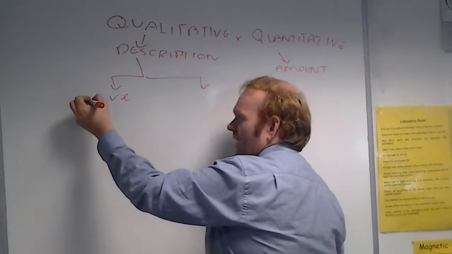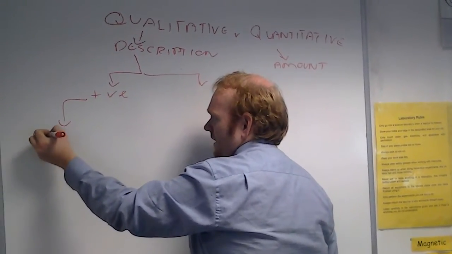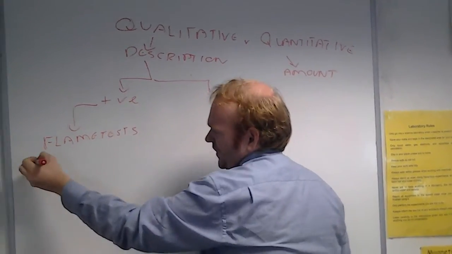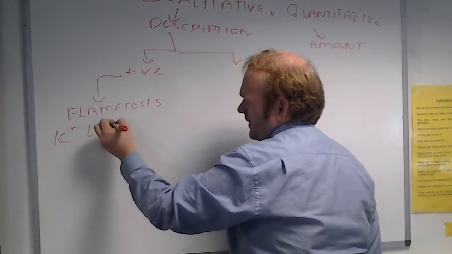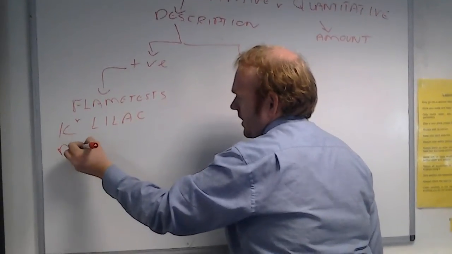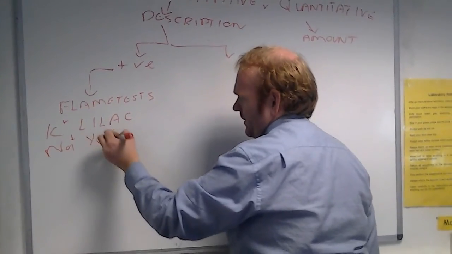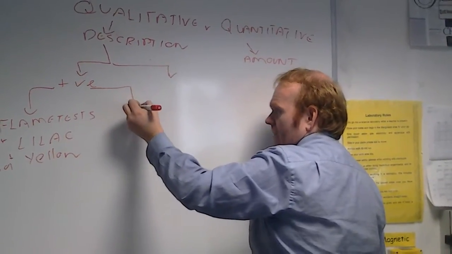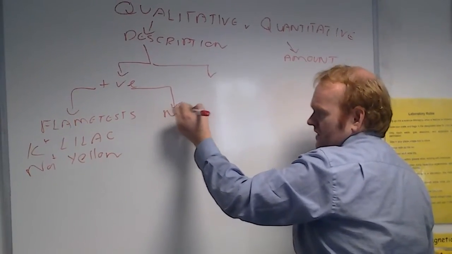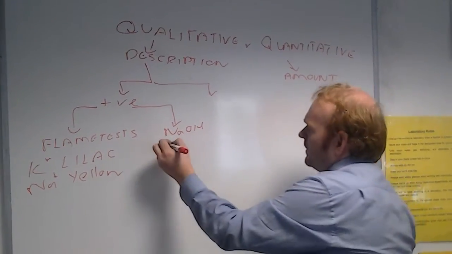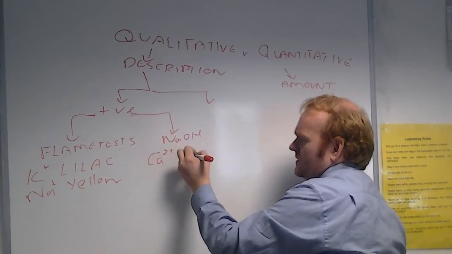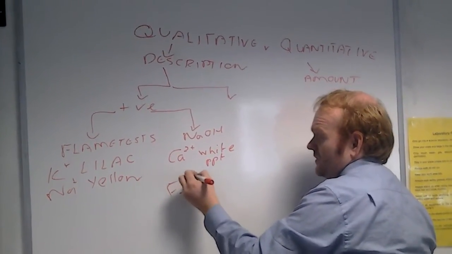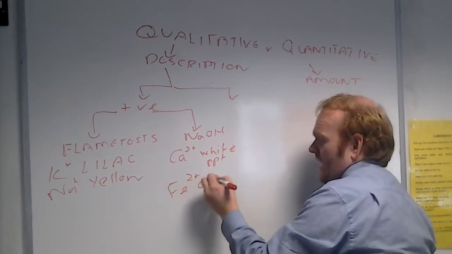For a positive ion, we could look at flame tests and the colours that we would get, and you need to be happy with the colours. For example, potassium ions are lilac, sodium ions are yellow. There are others that you need to be happy with. There are also tests for positive ions that are reactions with sodium hydroxide solution. For example, calcium 2+ gives a white precipitate, and Fe2+ gives a green precipitate. Again, there are others that you need to be happy with.